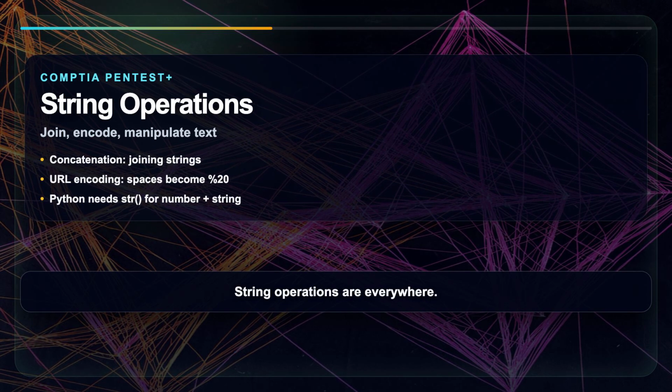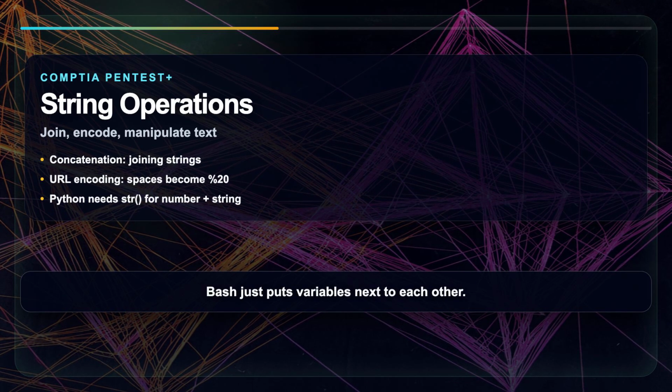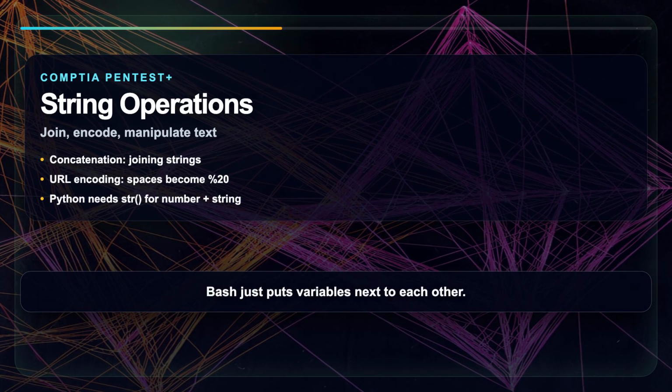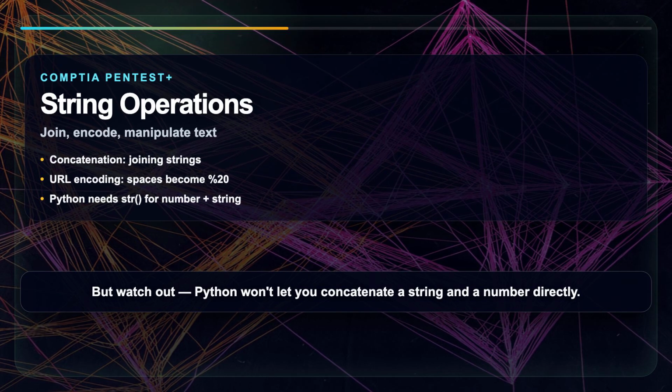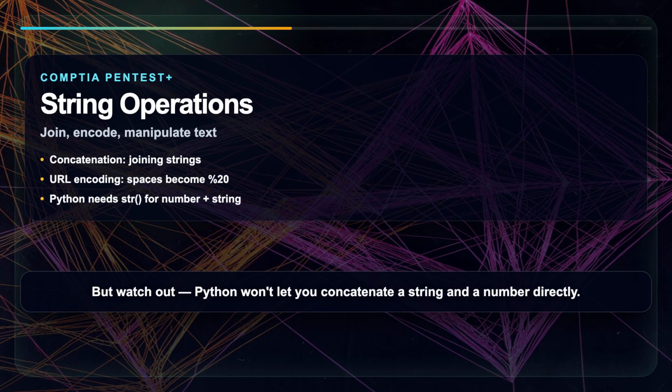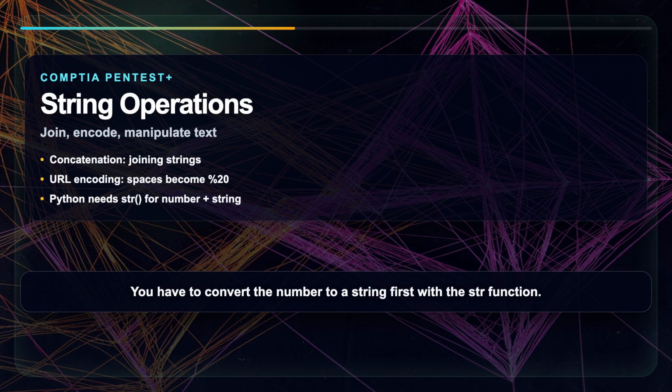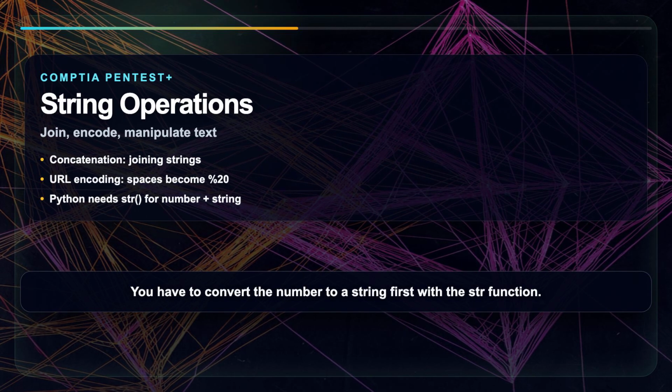String operations are everywhere. Concatenation means joining strings together. Bash just puts variables next to each other. PowerShell and Python use the plus sign. But watch out. Python won't let you concatenate a string and a number directly. You have to convert the number to a string first with the str function.